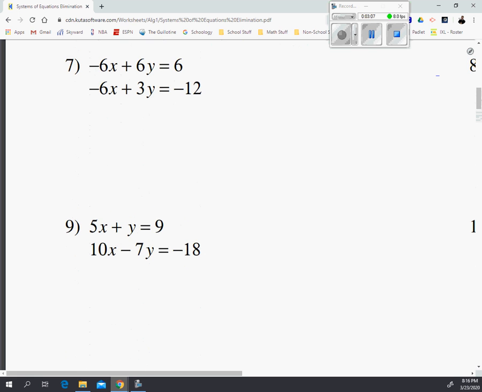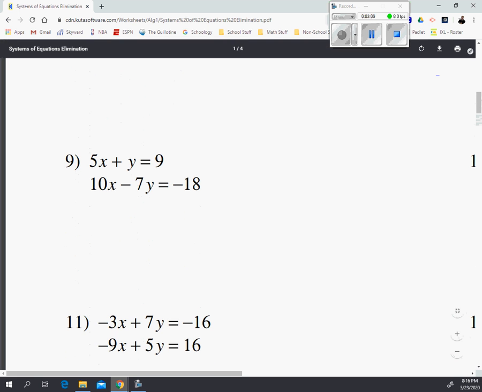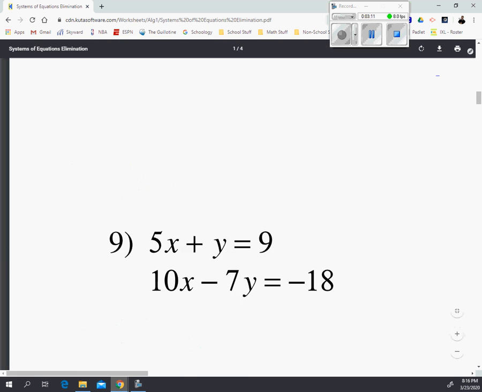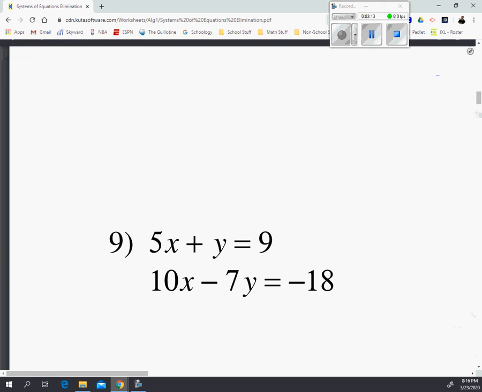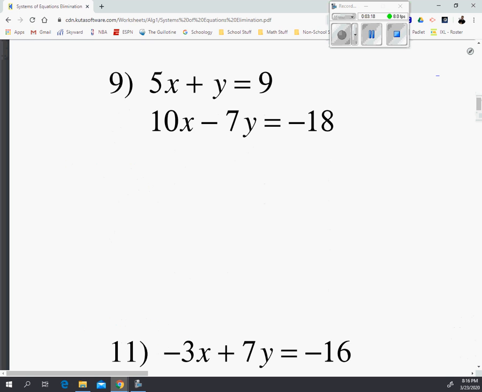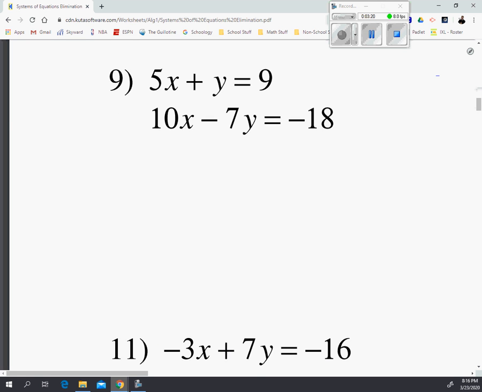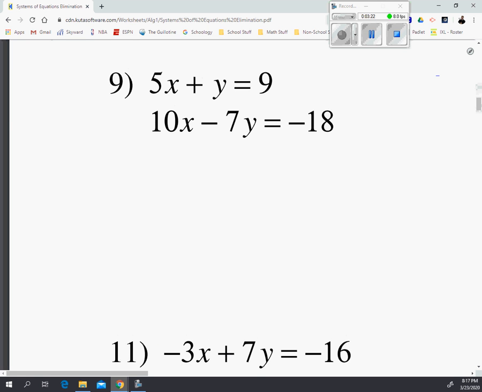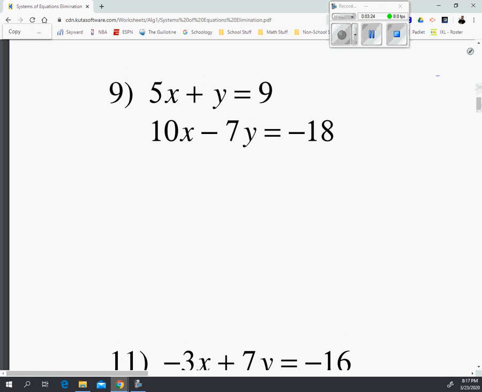But here's a good one, number 9. Let's take a look at number 9. Let's see if I can zoom in a little bit more. Yeah, look at that. Super big, number 9. All right, so here we go. If I want to find the opposites, do I have them? No. 5 and 10 aren't opposites. 1y and negative 7 aren't opposites.